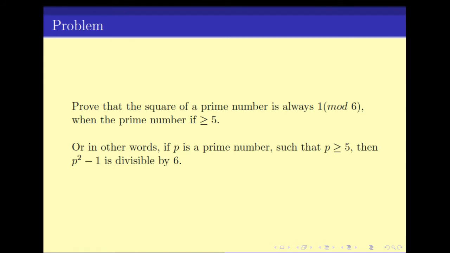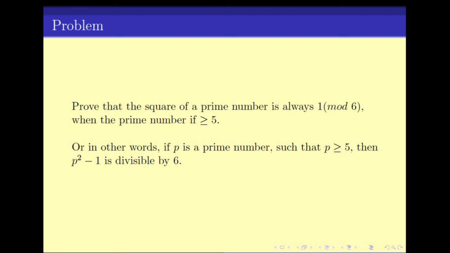The problem is to prove that the square of a prime number is always 1 mod 6 when the prime is greater than or equal to 5. So in other words, if P is greater than or equal to 5, then P square minus 1 is divisible by 6.